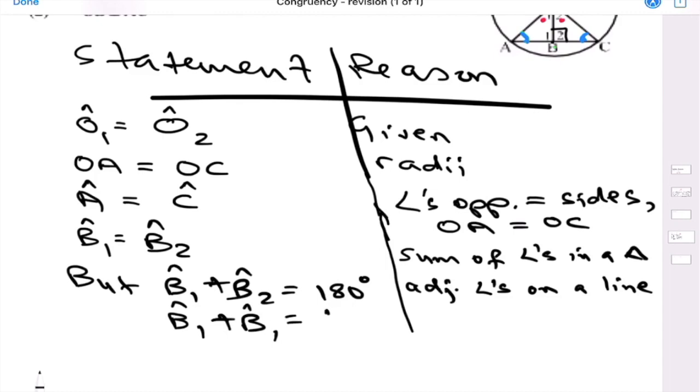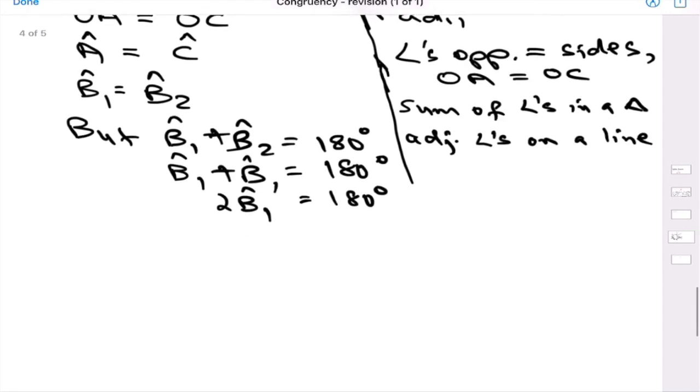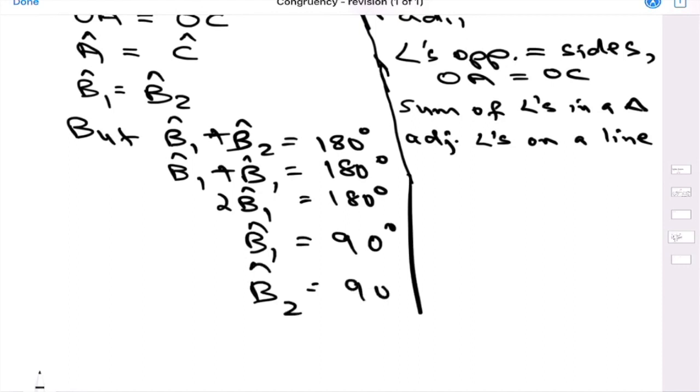So B1 plus B1 is equal to 180 degrees, which gives me 2B1, because B1 plus B1 is 2B1. That is equal to 180 degrees. And if you solve that for B1, you get B1 is equal to 90. And obviously B2 will also be equal to 90, but you don't need to state both of them. So we can now conclude that the line OB is perpendicular to the line AC.